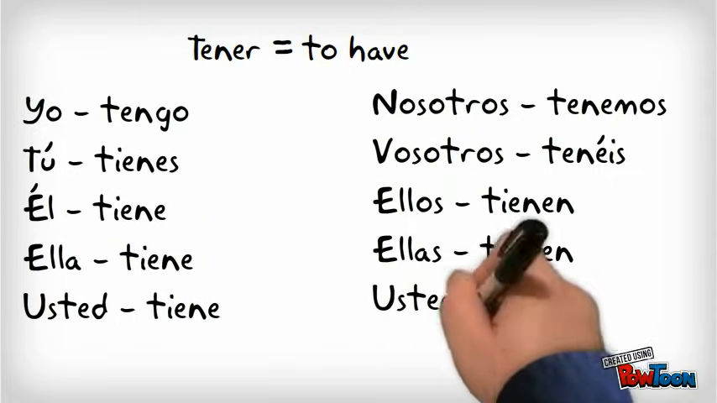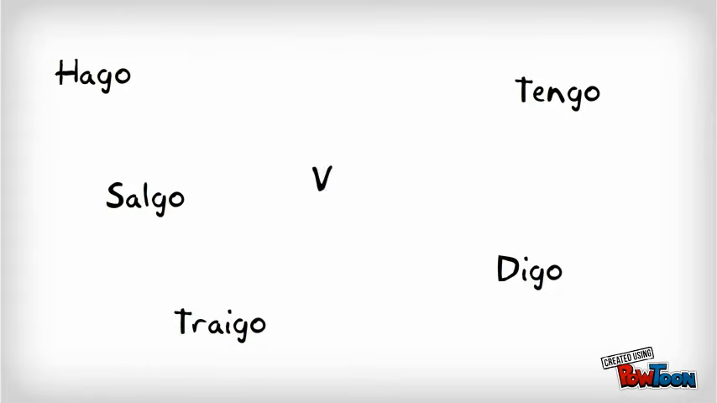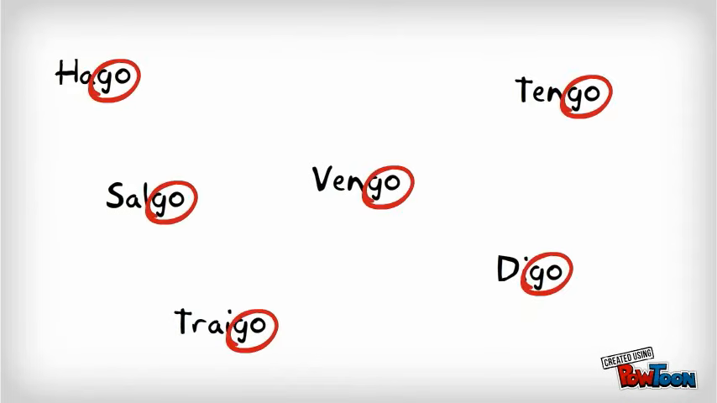Did you notice that the yo form ends in go instead of just o? Many other verbs we are using this year have this same irregularity. This is why they are called go verbs, because their yo form ends in go.